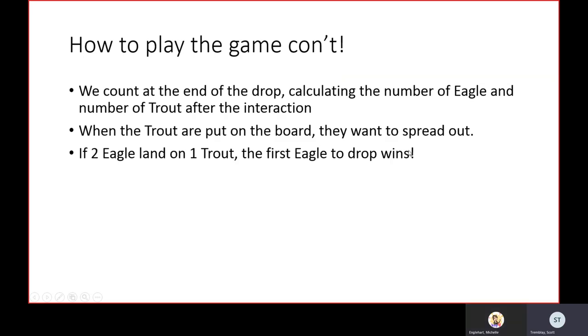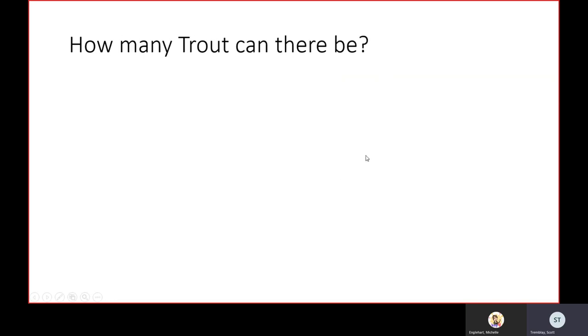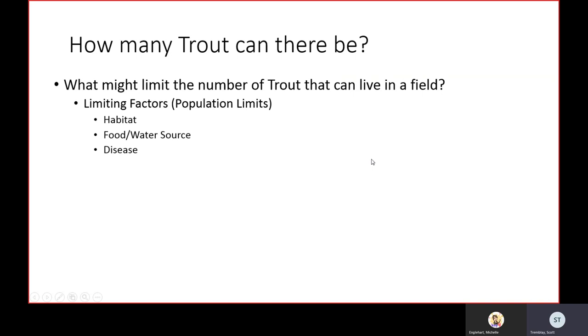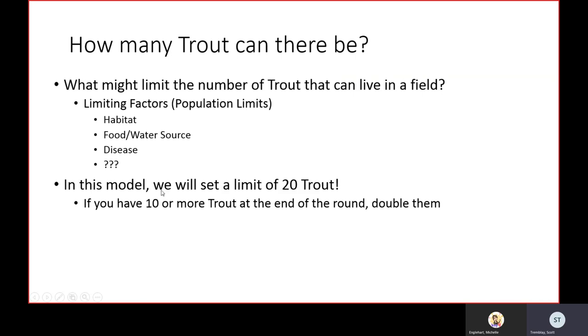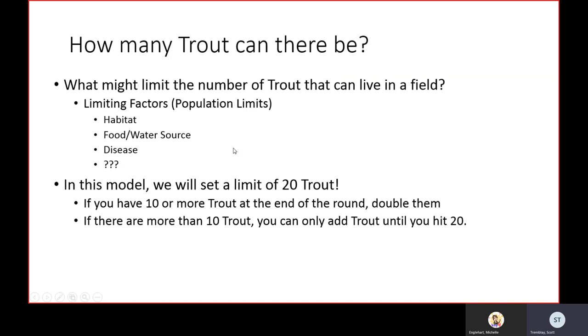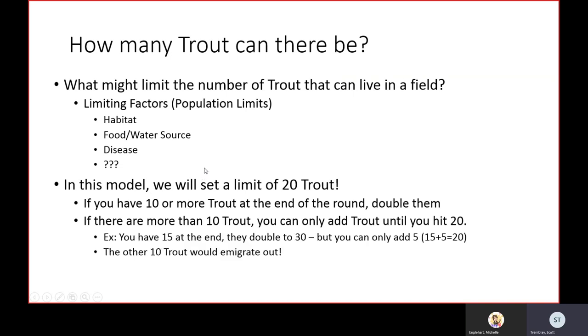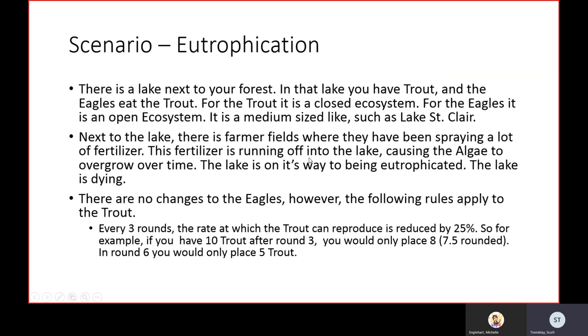Same idea. If two eagles drop on the same trout, the one that was there first wins. And yeah, so how many trout can there be? Well, we're going to just use a nice easy number. We're going to say that you have 20 trout. And the problem is that when we double them, we can only double till 20. And we'll talk about why this is the case.